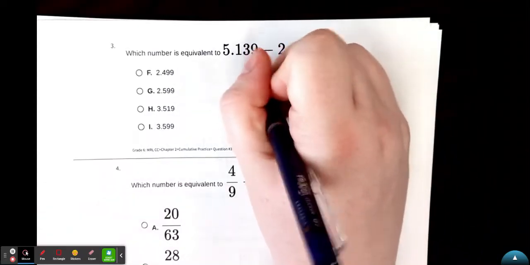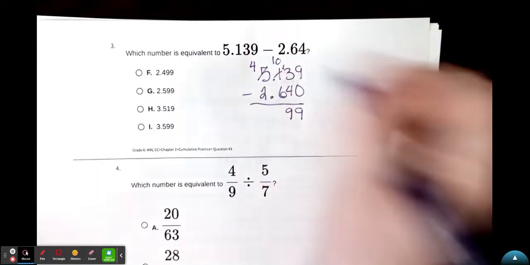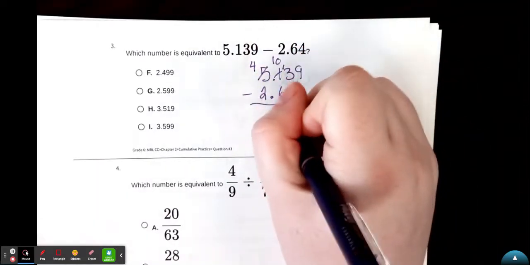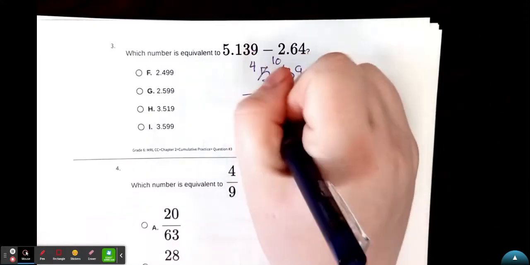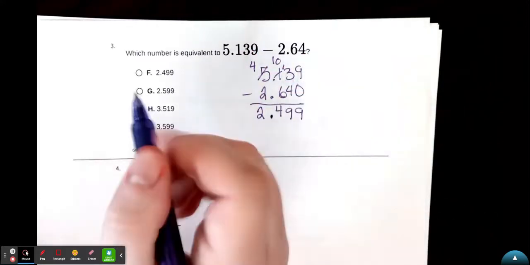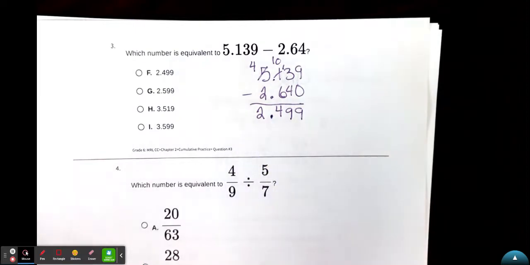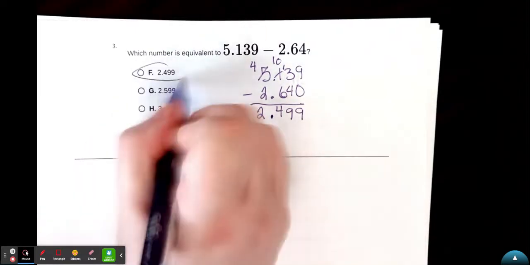We cannot do 0 minus 6. Borrow from the 5, it becomes a 4, and my 0 becomes 10. 10 minus 6 is 4. Bring the decimal straight down. 4 minus 2 is 2. All right, so that is this one.